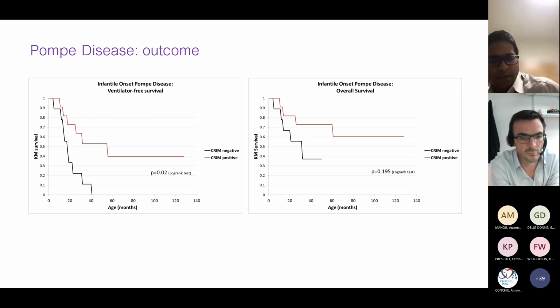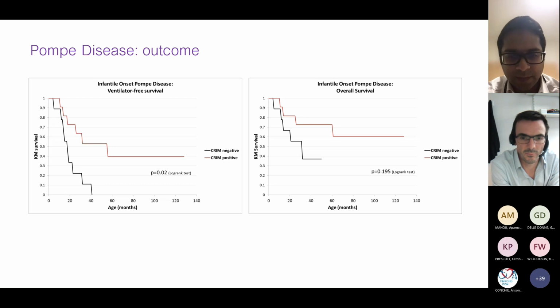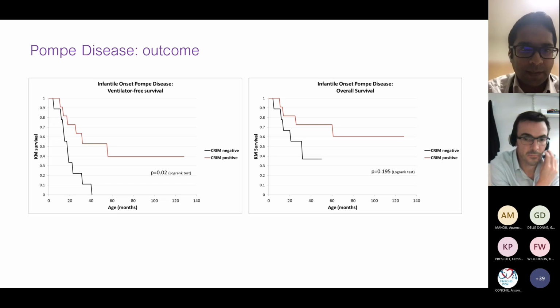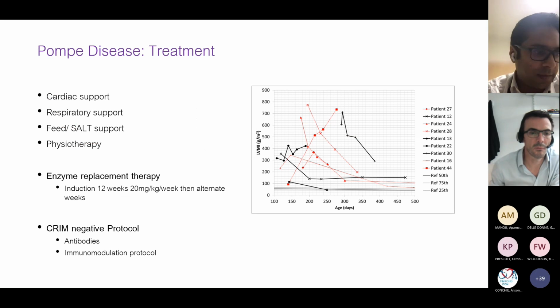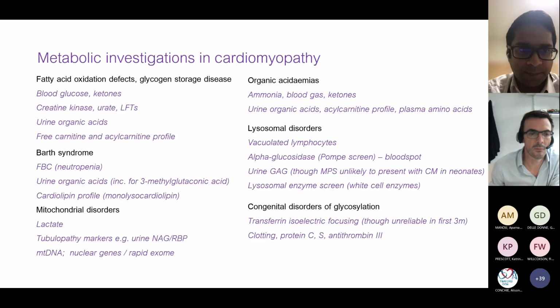And the outcome is much better the earlier you start, but also depends on whether the patient has a genotype that means they produce any residual protein or not. Because if they don't, then they're at much greater risk of developing antibodies to the enzyme, which is associated with a much worse outcome. But again, it's a key one to pick up because there is a treatment.